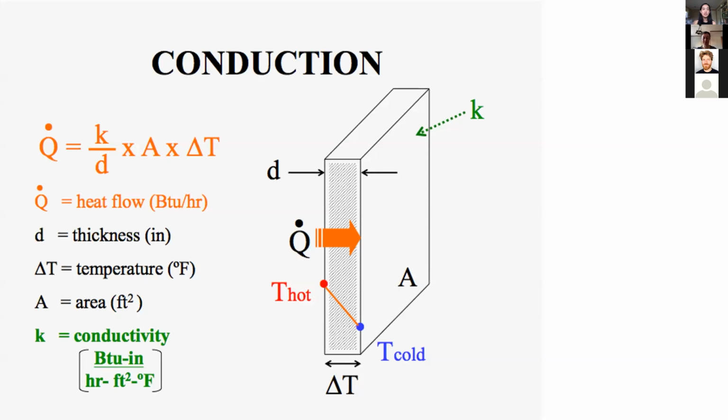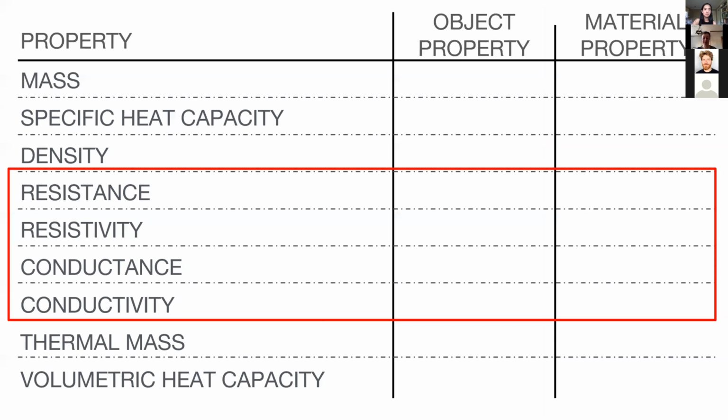Again, conduction is heat transferred through contact, and heat flow equals conductivity divided by thickness times area times delta T. And delta T is the difference between hot and cold temperatures, because heat always wants to be in equilibrium.